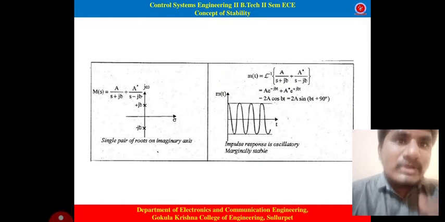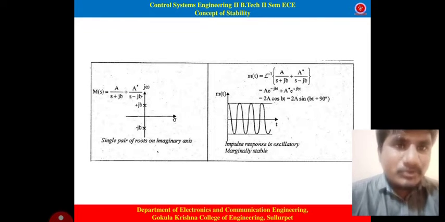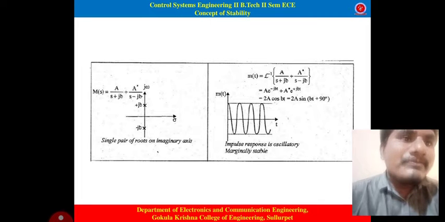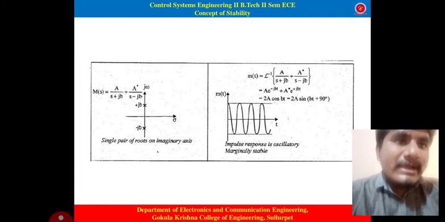Okay, so now one more example. Here there is no real part. We have taken a pair of roots which are on the imaginary axis. So m of s is a by s plus jb plus a by s minus jb. Okay, so the roots are plus or minus jb. That time we got a pure sinusoidal function, and it is plotted in the time domain.